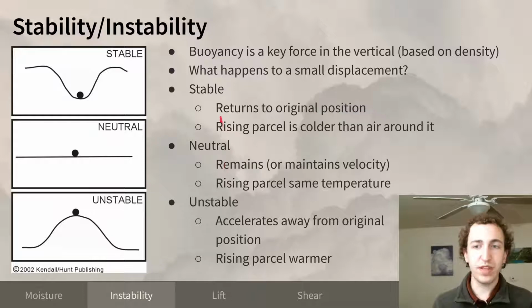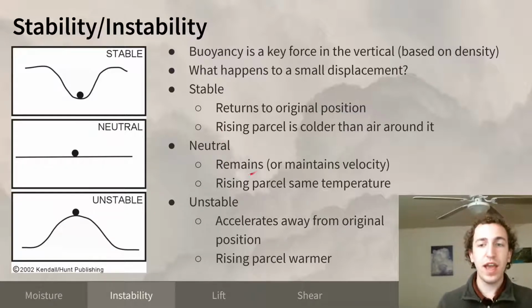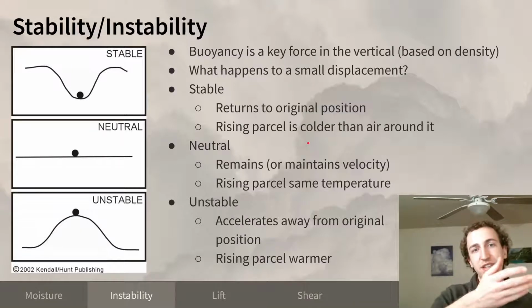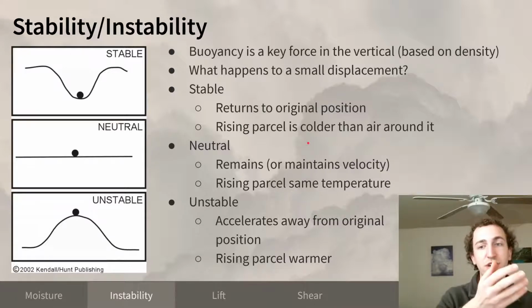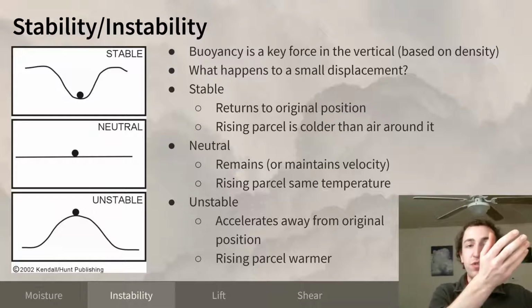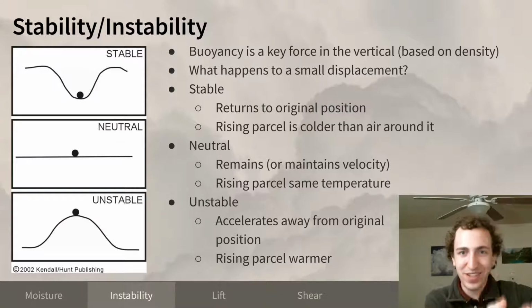And so this is really the in-between case. It almost never perfectly lands on neutral. And one thing I didn't mention in stable is connecting it back to what we actually see in the atmosphere. A rising parcel is considered to be in a stable situation if when it goes up, it's colder than the air around it, because we're assuming the parcel maintains the same pressure, so that if the temperature is colder, that means it's more dense, which means it will tend to sink relative to the air. That makes sure it restores.